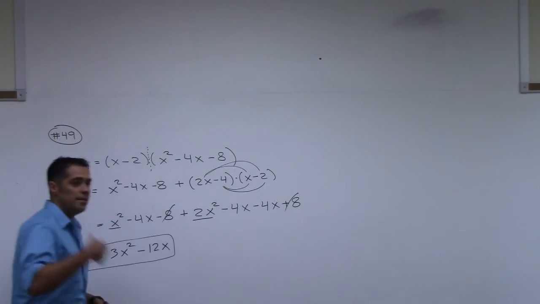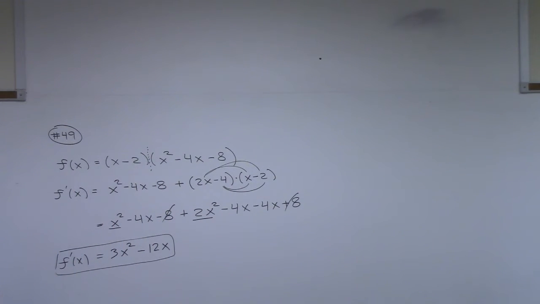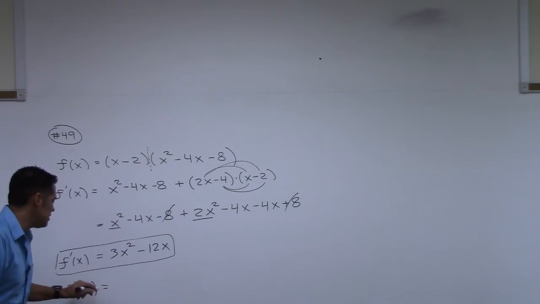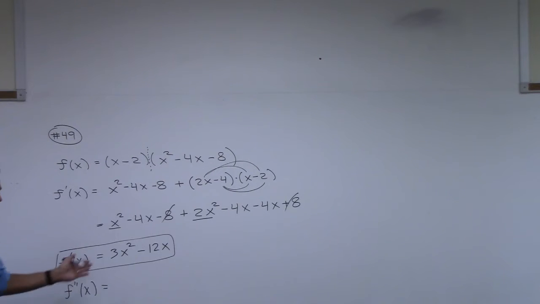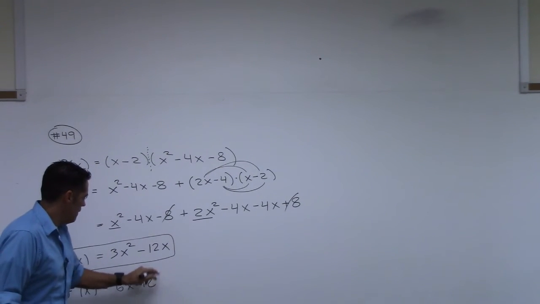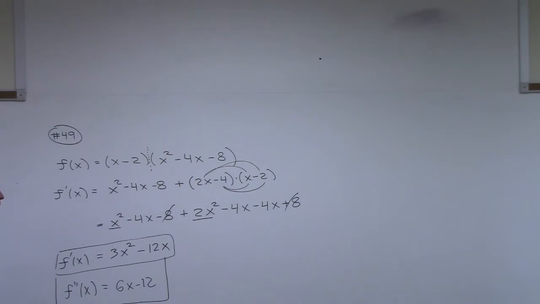Okay, and now we are going to need the second derivative also, aren't we? So let's go ahead and do that now. And luckily for us, the second derivative is not as bad as the first derivative was. 6x minus 12. So there are our first and second derivatives.